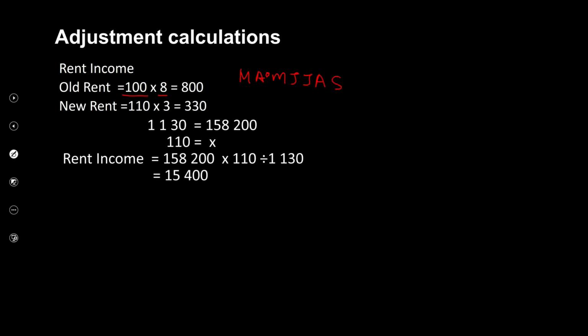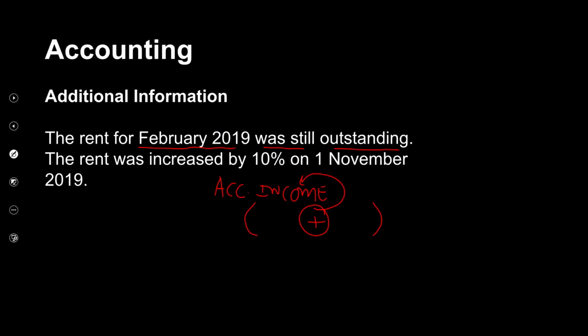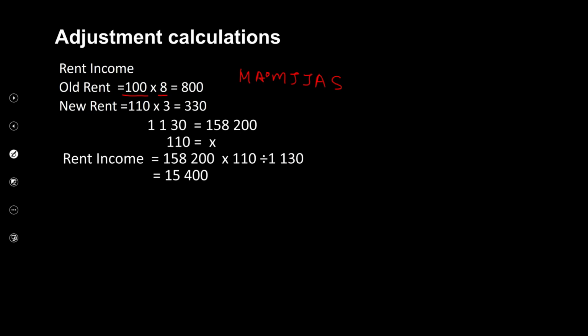And the rent was increased. Let's just get the date right. The rent was increased on the 1st of November. So September and October. If you count this, it gives you 1, 2, 3, 4, 5, 6, 7, 8. So these 8 months represents the old rental to be 100. So multiply 100 by 8 to give you 800.